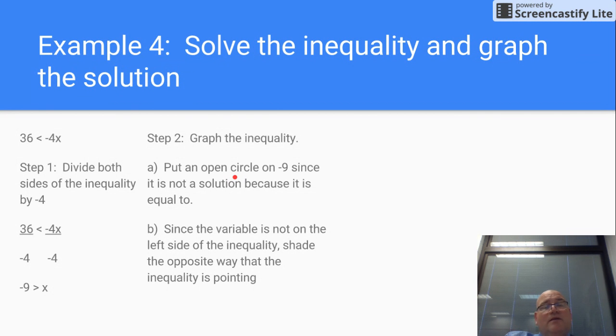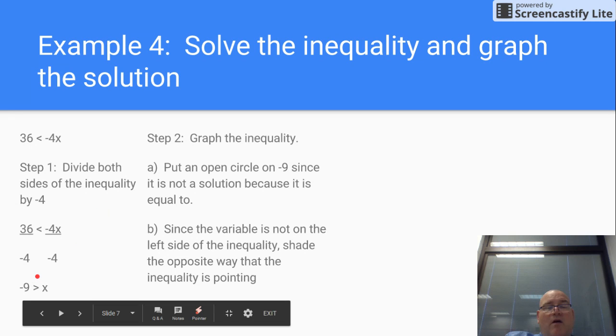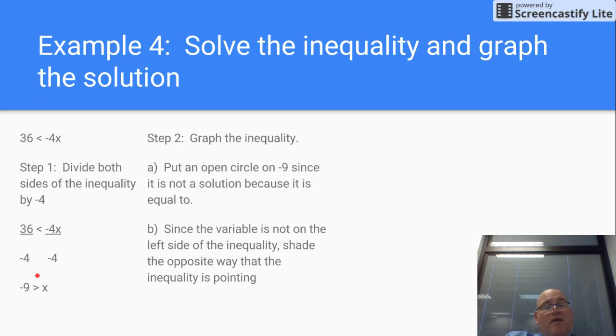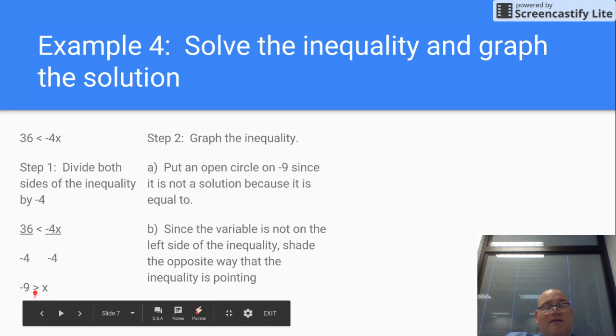Since the variable is not on the left side of the inequality, shade the opposite way that the inequality is pointing. Right now, our inequality is pointing to the right, if you will, but the variable is not over here on the left-hand side, so we're going to shade the opposite way.